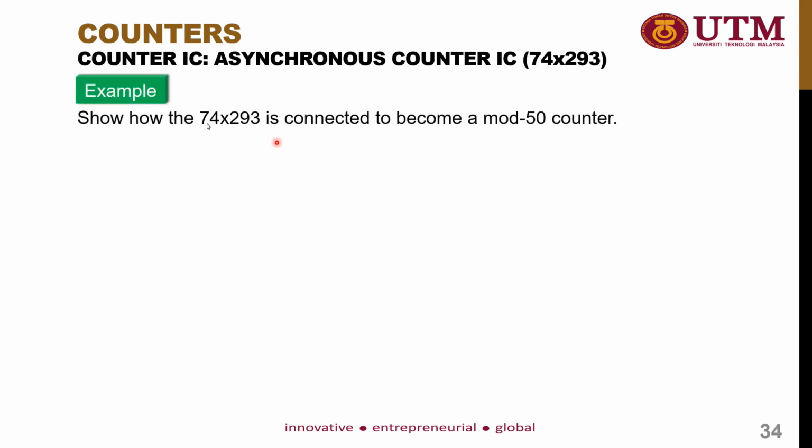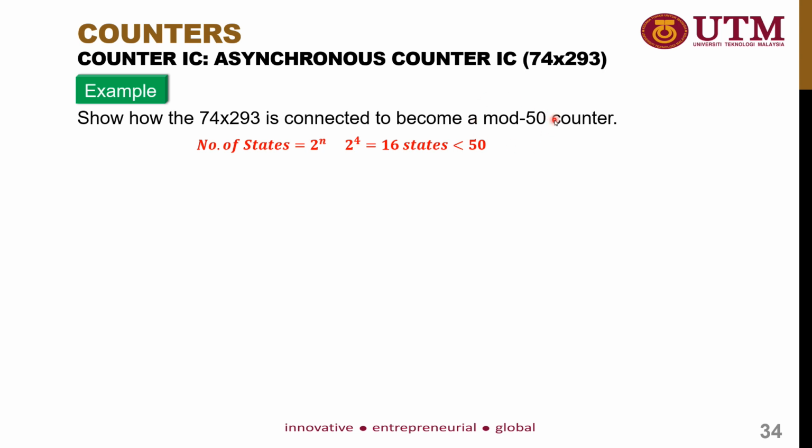So next is to show how the 74x293 IC is connected to become a mode 50 counter. So how do we design a mode 50 counter? A counter that has a total of 50 states. As usual, we need to check whether one 74x293 IC is enough to design the mode 50 counter. So as usual, we substitute into the equation. 2 to the power of 4, because it has 4 flip-flops inside the 74x293. It is actually less than the required number of states, which is required by the question.